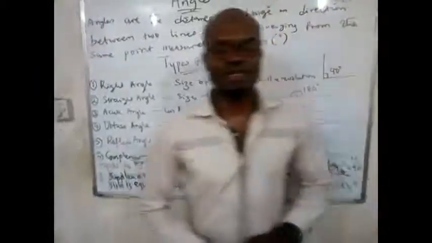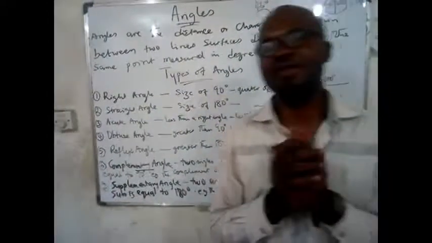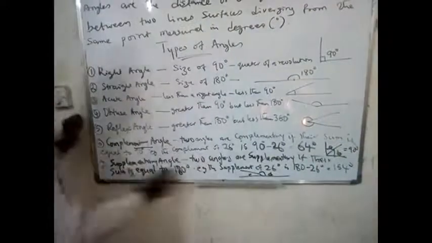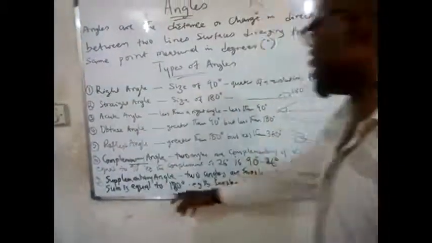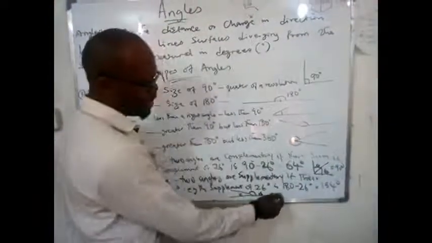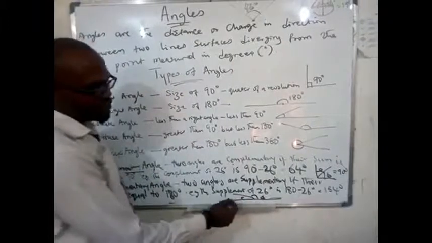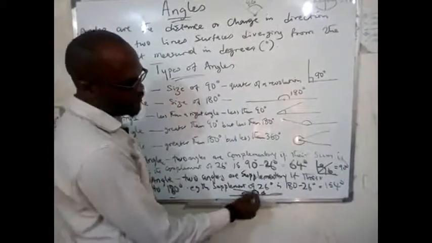Two angles are said to be complementary if the sum of both of the angles gives 90. Is that clear? Now, supplementary angles. Two angles are said to be supplementary if their sum is equal to 180. Can you see that? This is 180, is it not? Straight angle. Now, you have angle C plus angle D giving you 180.